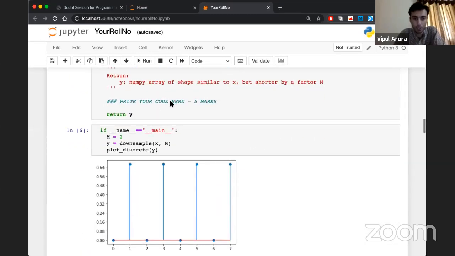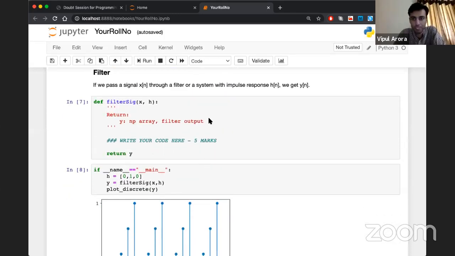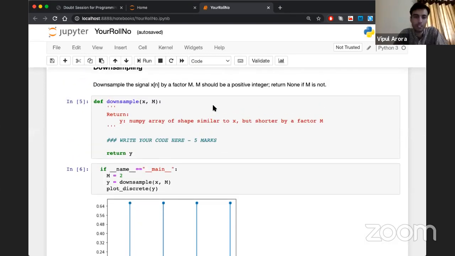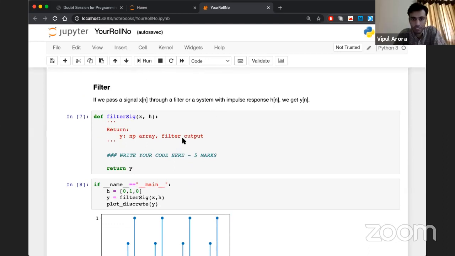Downsampling, very simple code you have to write here. I think the structure is given to you. So even if you don't know Python, this is a nice platform to learn. Anybody has any questions regarding Python, please feel free to ask. Don't feel shy, because I know many of you might be doing Python programming for the first time.